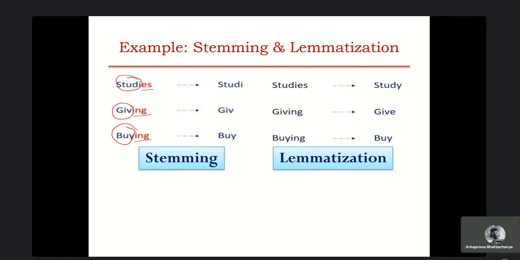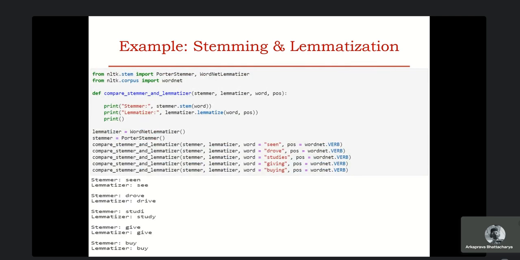But when you look into lemmatization, it goes to the dictionary form. The dictionary form of studies is study. Giving, the dictionary form is give. Buying, the dictionary form is buy. So if I perform this, studies will become study, giving will become give, buying will become buy. This is the difference between stemming and lemmatization.